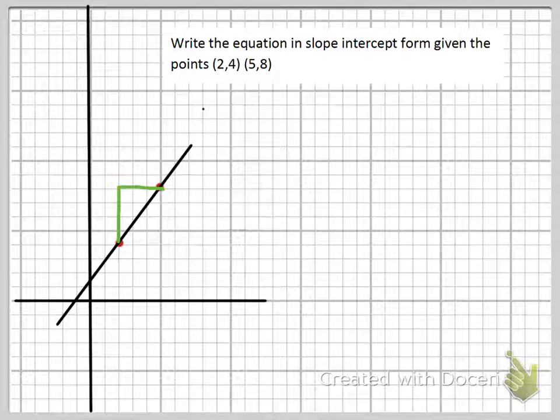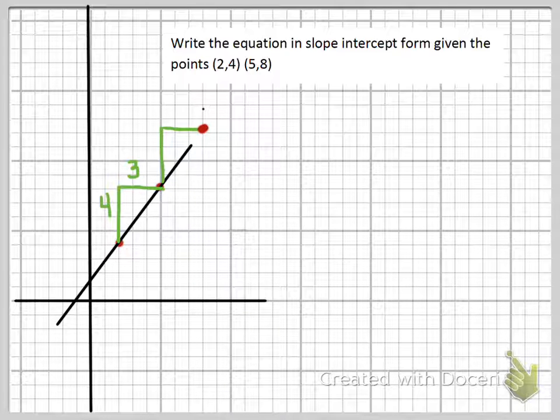So this line is going up by 4 blocks when we go over by 3 blocks. Okay, and it's going to do that every time. I could find another point by going up 4 blocks, 1, 2, 3, 4, and over 1, 2, 3 blocks. There would be a point. Another point on this line would be about right there.